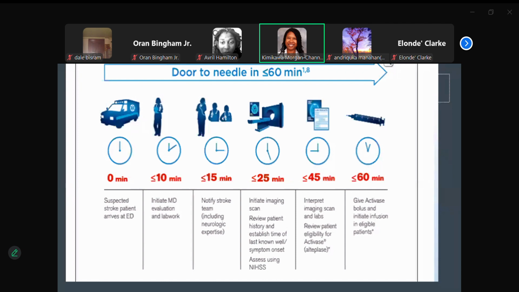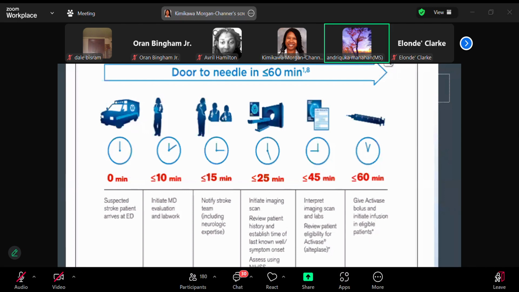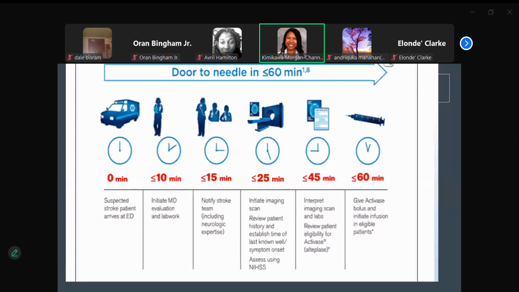But what kind of CT are we going to do? Anybody in the chat can respond or verbally. What kind of CT? Without contrast. Very important, without contrast. All right. One, because we don't have the urea and the creatinine. No, we're not going to wait on that. We're going to scan them right away. So we're not going to wait on labs to scan a patient.